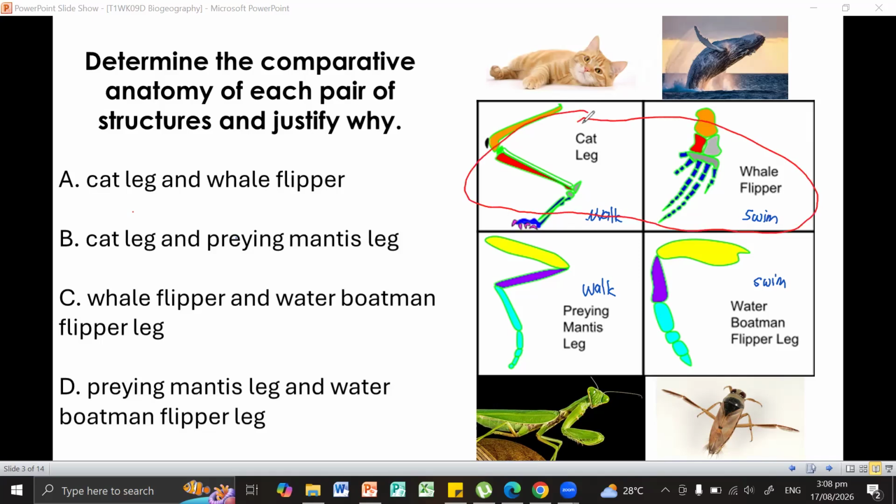Both of them have the same bone structures, evidenced by the similarities in colors, but they have different functions. So therefore, letter A is homologous. For letter B, cat leg and praying mantis leg, they have different structures, but they perform the same function, which is walking. Therefore, letter B is analogous.